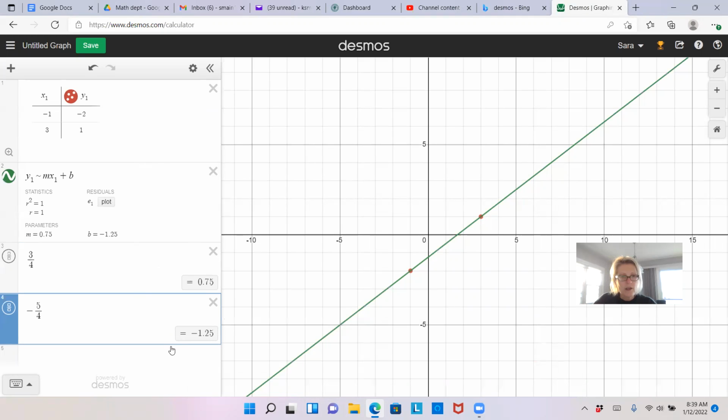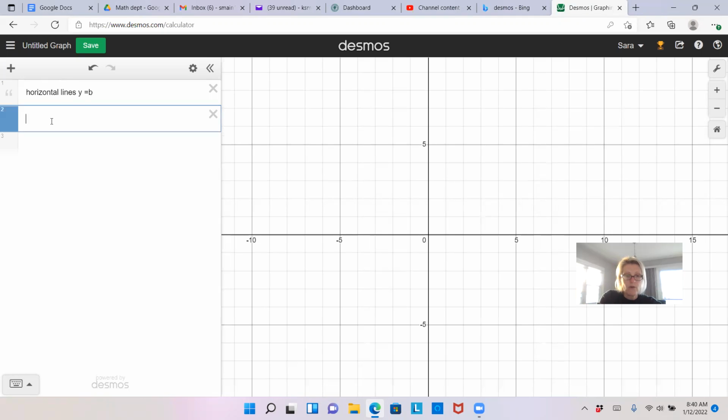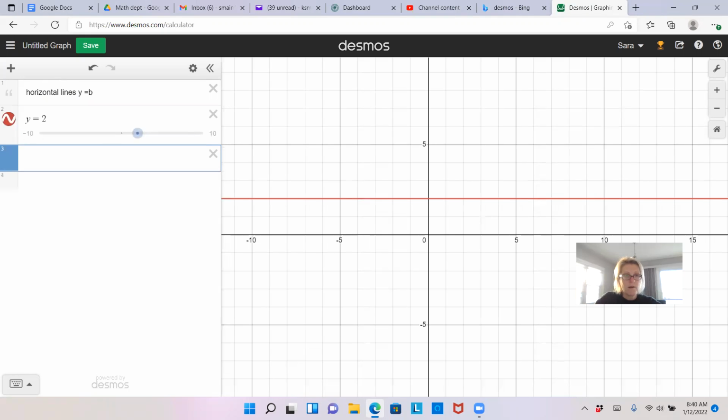Okay. So next up, I want to discuss horizontal lines. So horizontal lines are lines that are just flat. They go left and right. And equation wise, we say that they're y equal to b, because it's basically just equal to wherever your y-intercept is. So if I said, draw me a line at y equals 2, that's where it is.